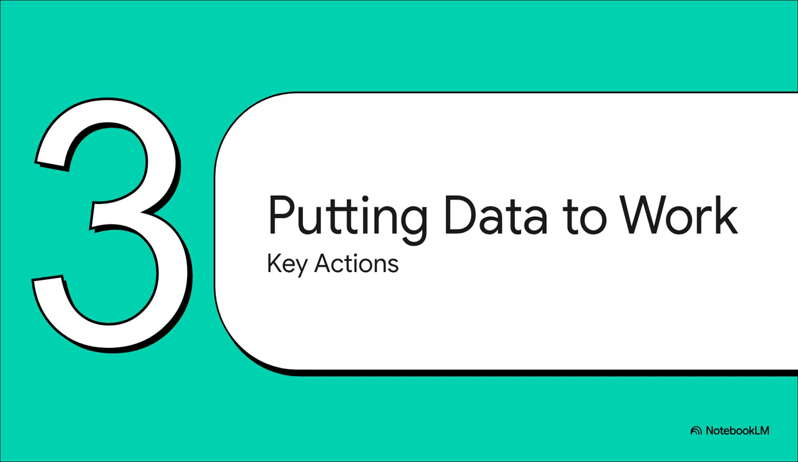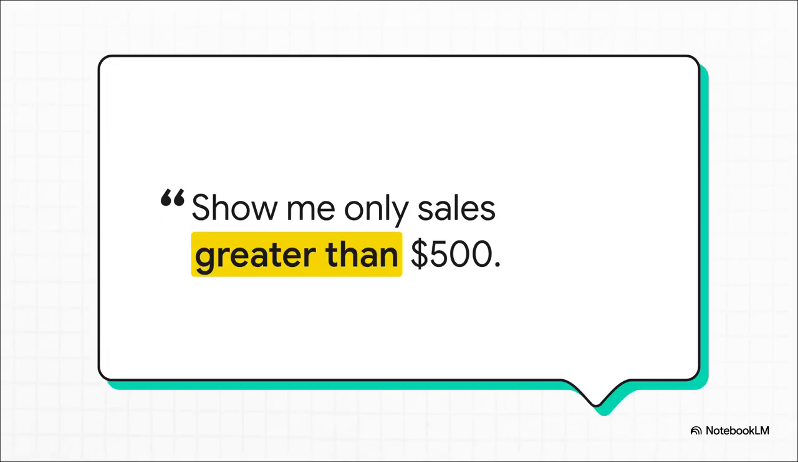So now, what can we actually do with all this organized info? Let's look at a couple of key actions. One of the most powerful things you can do is filtering. A filter is basically like telling your database, hey, just for a second, I only want to see the records that match this specific rule. So you can say, show me only sales over $500, and everything else just temporarily disappears from view. It's an amazing way to cut through all the noise.